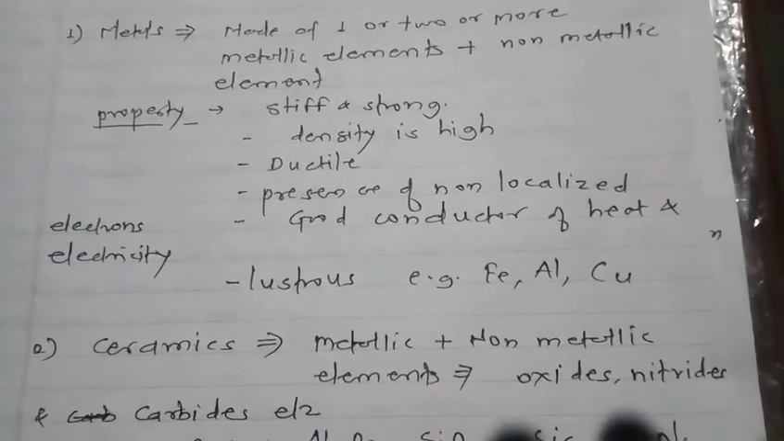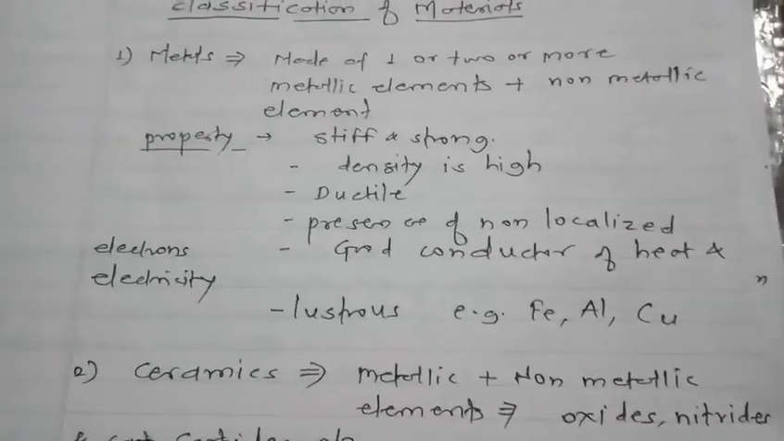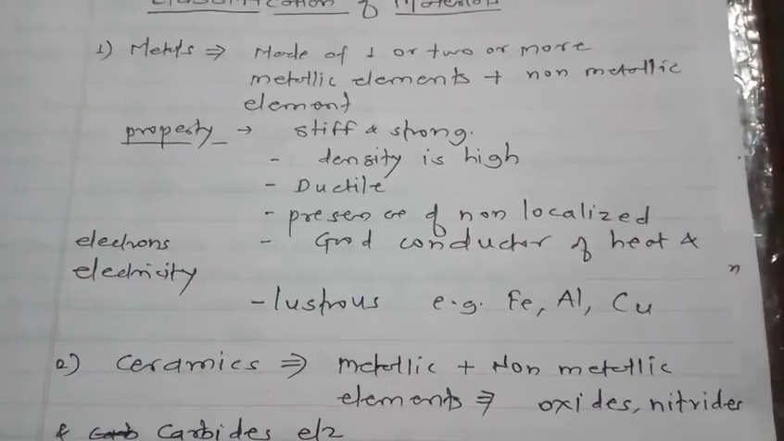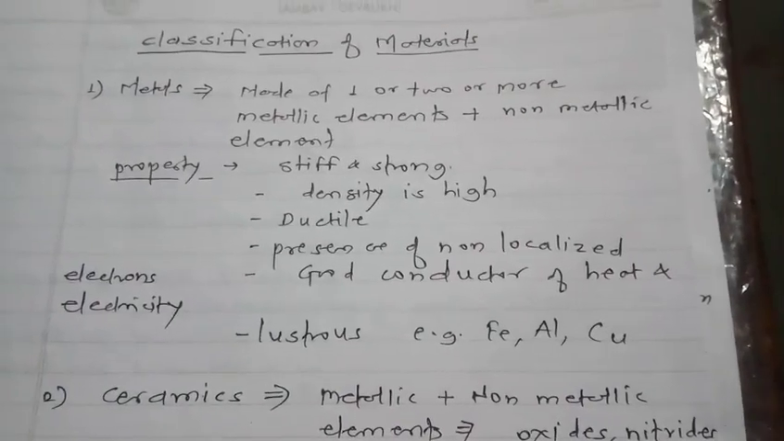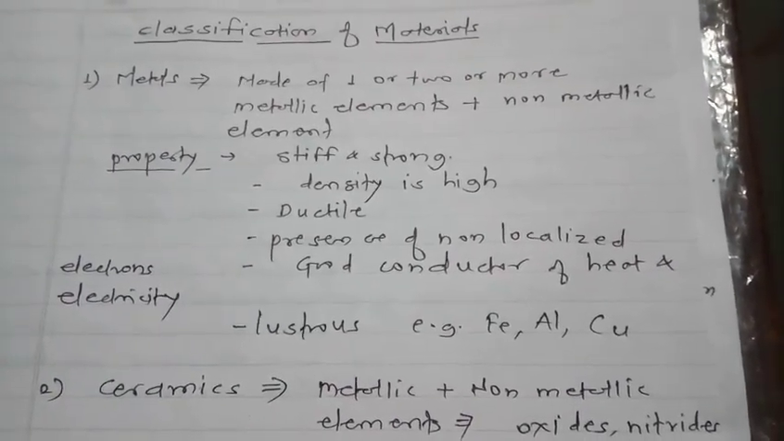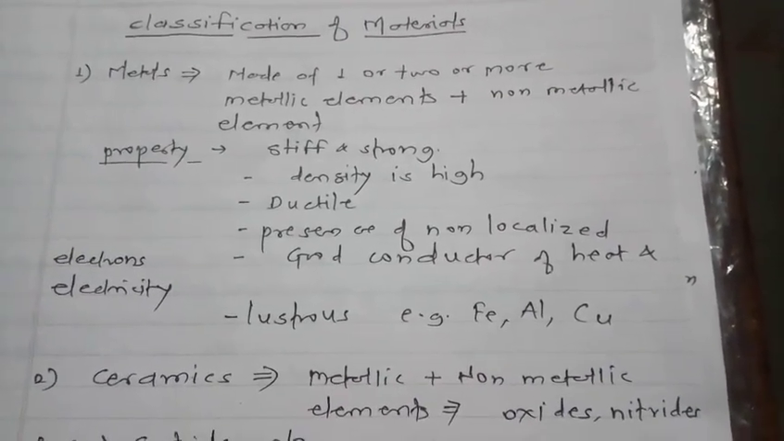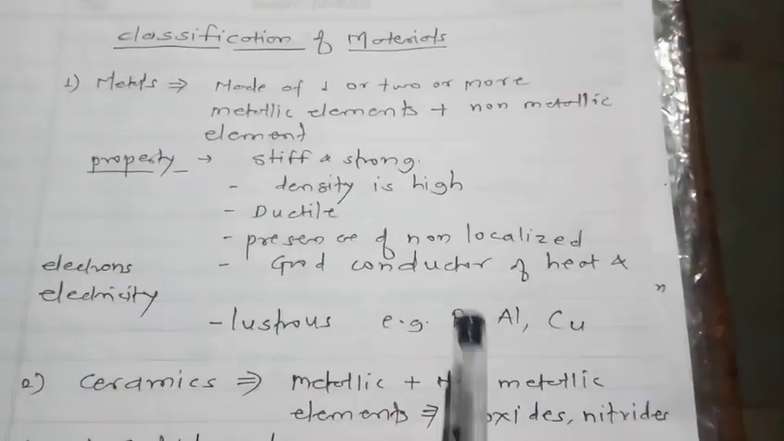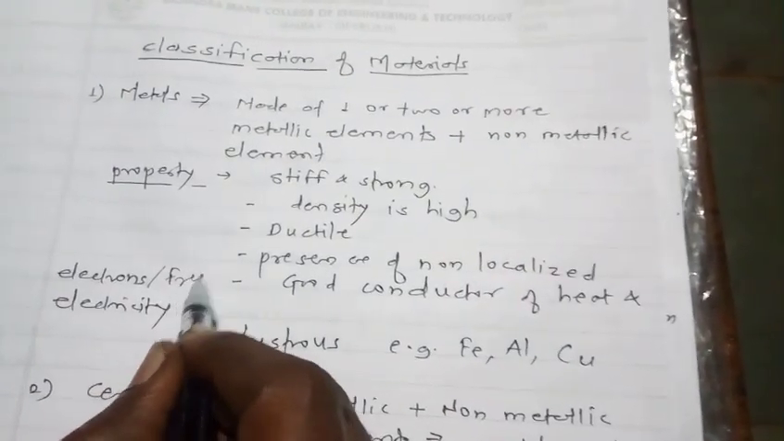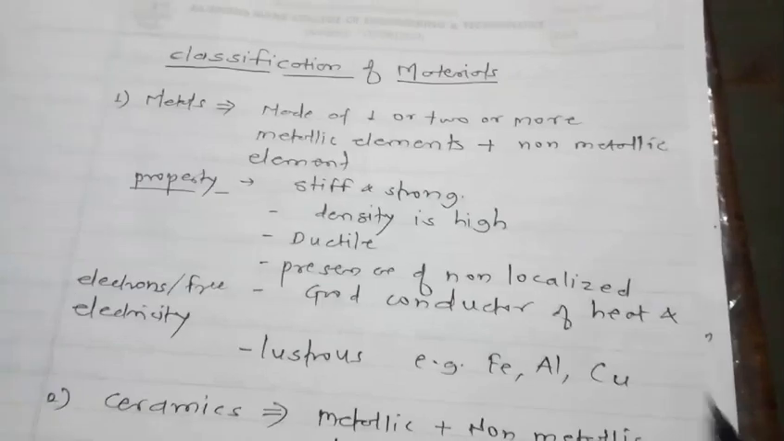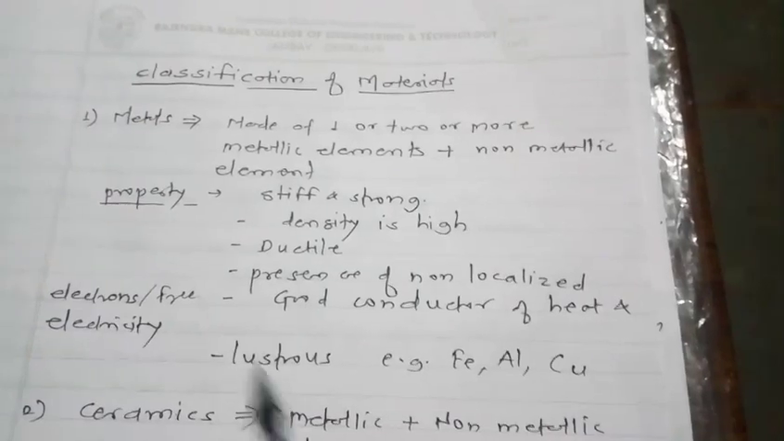Fourth one is the presence of non-localized electrons. Non-localized electrons, that is free electrons, are present in metals. Because of this, metals are good conductors of heat and electricity, right? Always remember the metal example is simple copper, right? The presence of the non-localized electrons, also called free electrons, leads to good conduction of electricity and also heat, right? And they are lustrous, right?